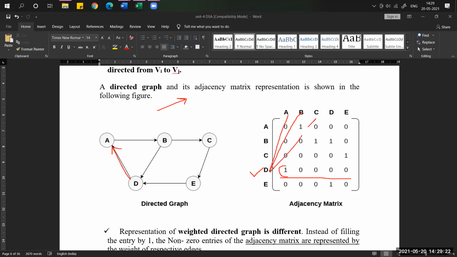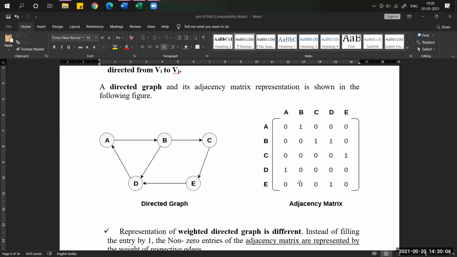D to C, D to D, and then D to E. For every vertex you have to check: is there any arc or edge from D? Look at the graph. From D only A is there. There is no outgoing edge from D except A. That's why here we kept only one, and the remaining values we set as 0.